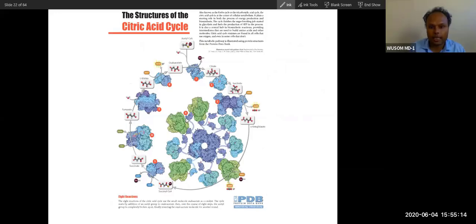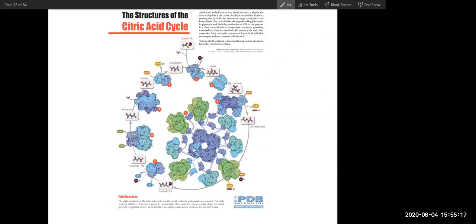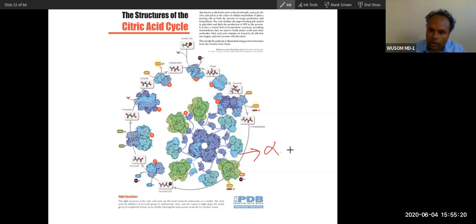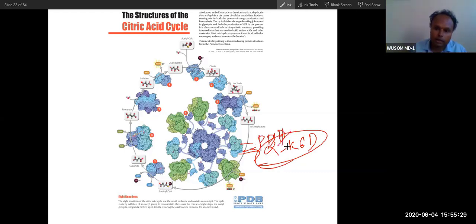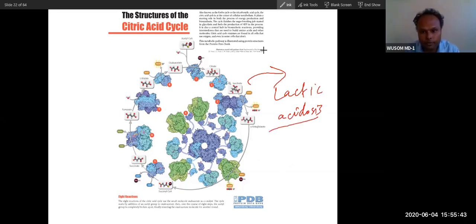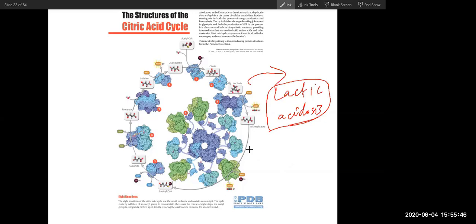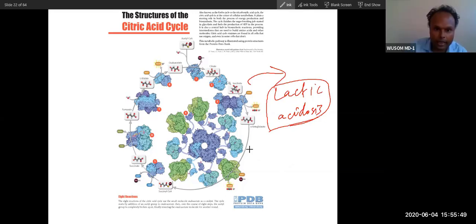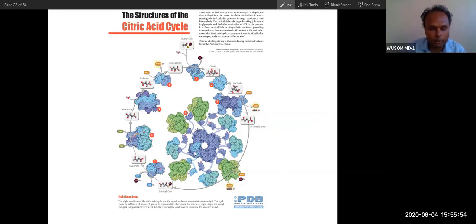I have compared the enzyme structures to show that alpha keto glutarate dehydrogenase is the biggest enzyme, and it is similar to pyruvate dehydrogenase, PDH. Deficiency of any enzyme of this Krebs cycle will cause lactic acidosis. Do you agree with me? We have already talked about why. So remember that also. If you want to go into detail you can look at the structure, otherwise it is not necessary. Just remember this.